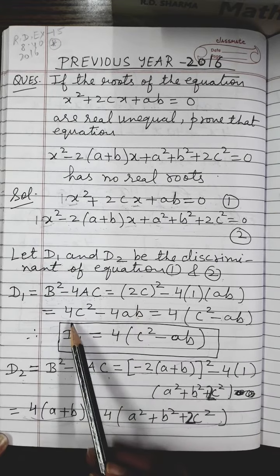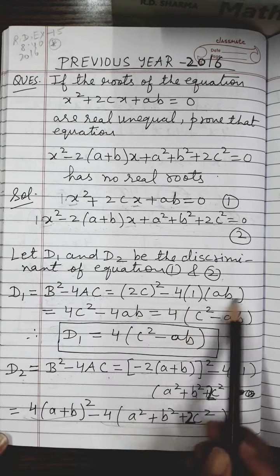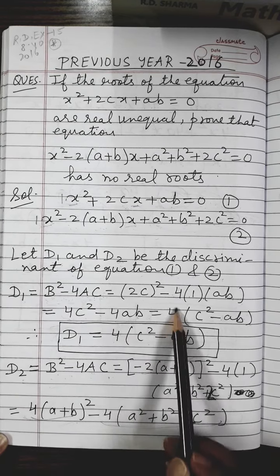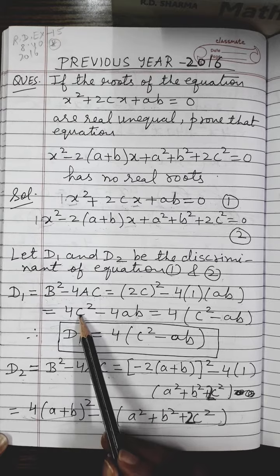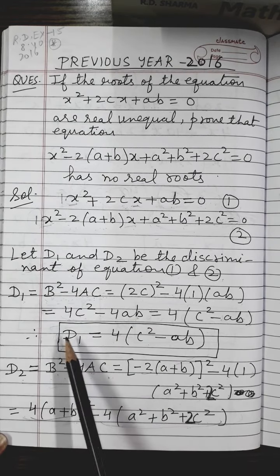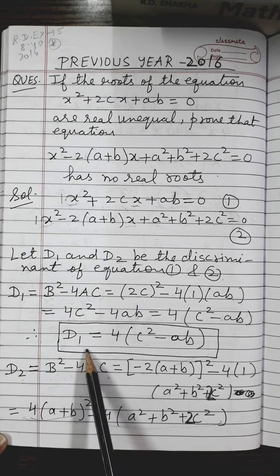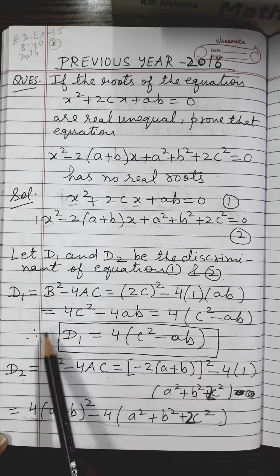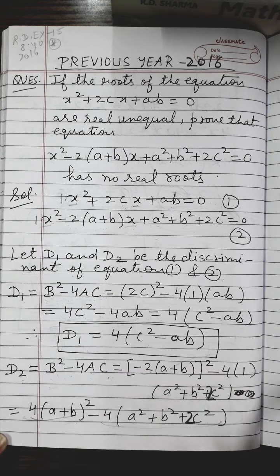Now (2c) whole square will become 4c square, minus, multiplying all these three, I get 4ab. Now from these two terms I take out 4 common. So what remains inside the bracket? c square minus ab. So finally I have obtained the discriminant D1 of equation number 1 as 4 into (c square minus ab). I put this in a box, as I will be using it later in this question.